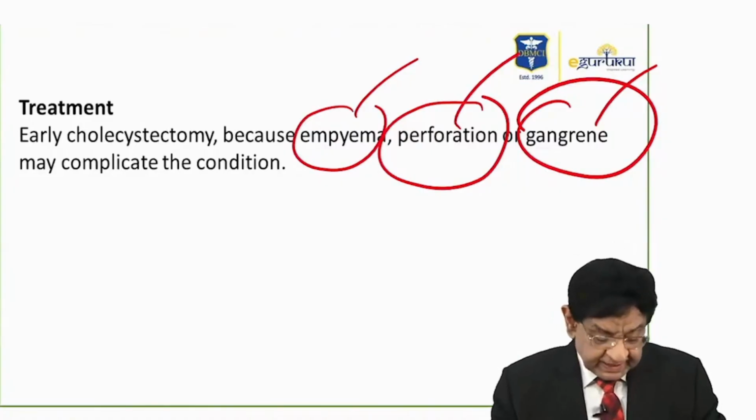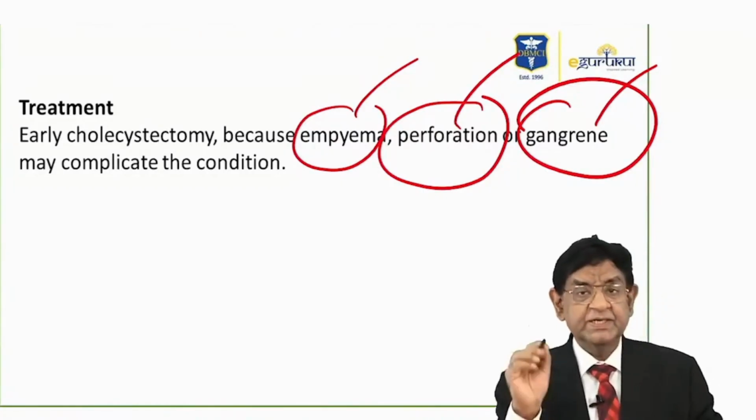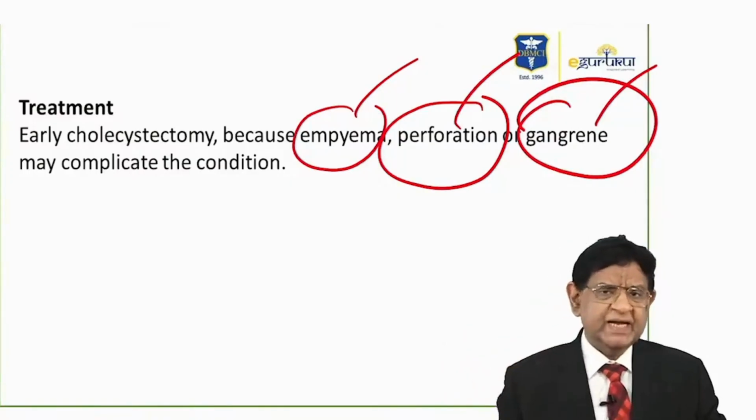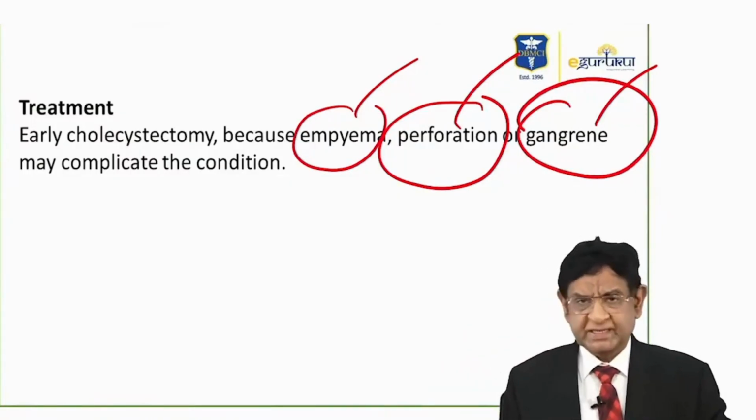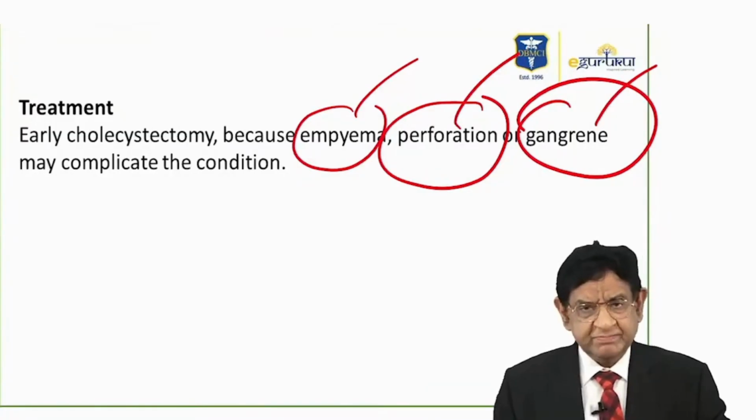So this is one where we have to act urgently. Of course, it is elective surgery, but you cannot delay. You can't say, okay, we'll see after one year. No, get it operated as early as possible. Elective surgery, but urgent surgery.